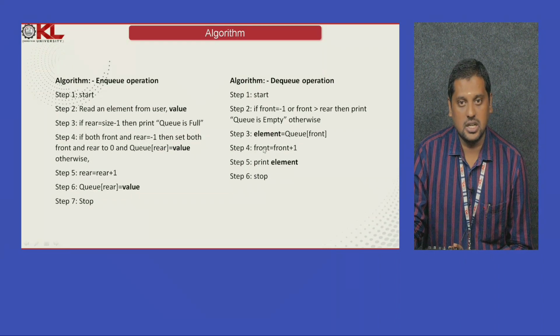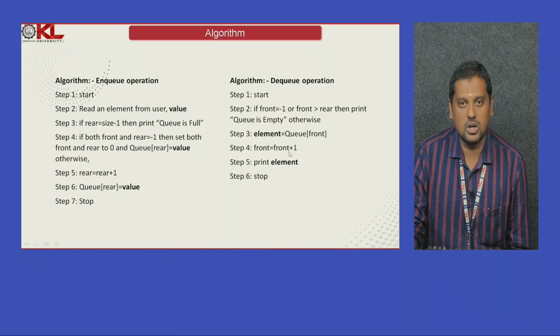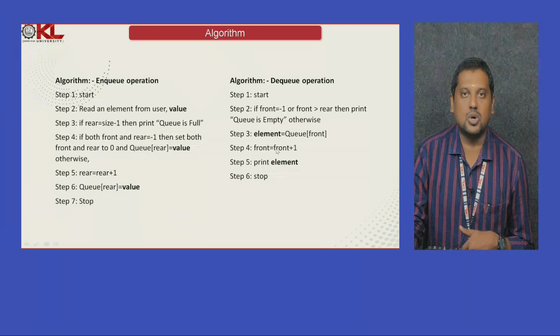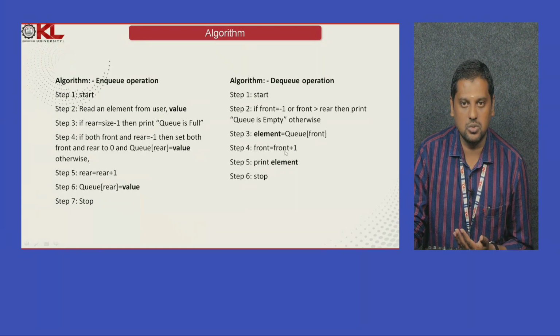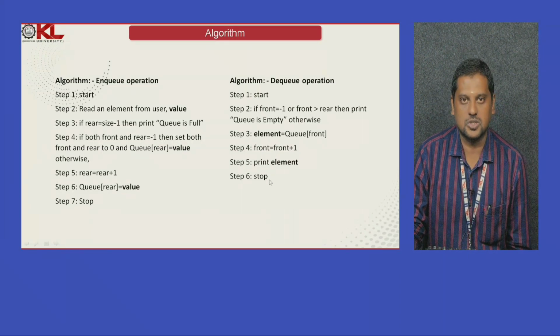As I already said, if we need to dequeue an element from the queue, we have to increment the front value by 1. So increment the front value by 1 and we display the element which is being deleted. Further, if you want to delete any value from the queue, we have to repeat the process until there is no element in the queue. Finally, we stop the process.